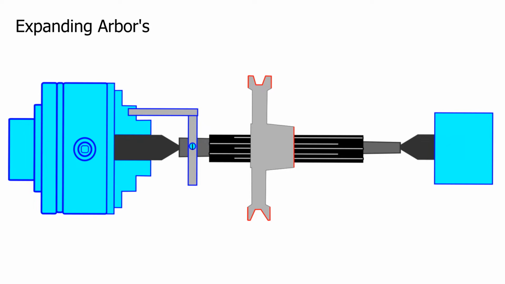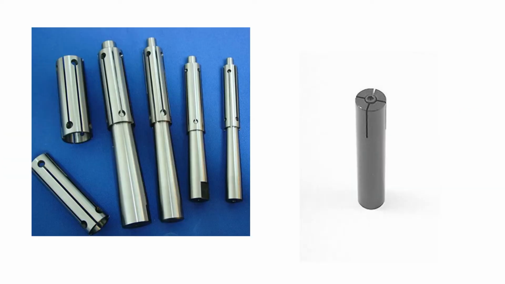An expanding arbor is another option. These arbors are pressed into the component that we want to machine and held between centers. Expanding arbors can be purchased in sets or individually. They come in many different designs and configurations.